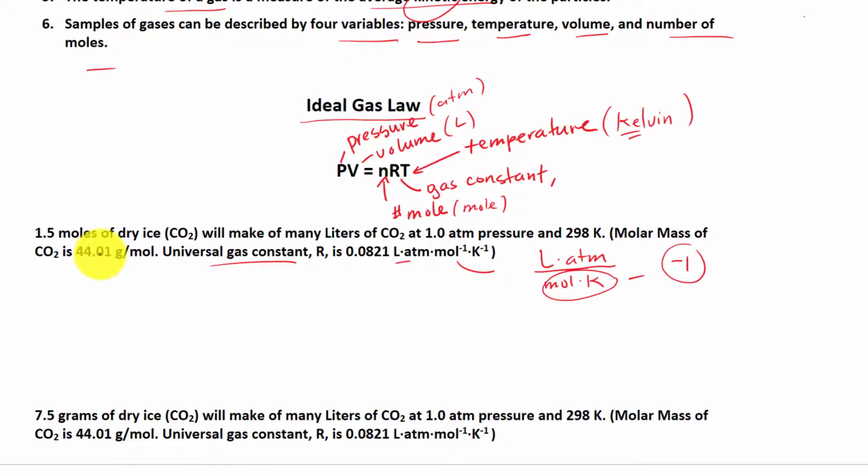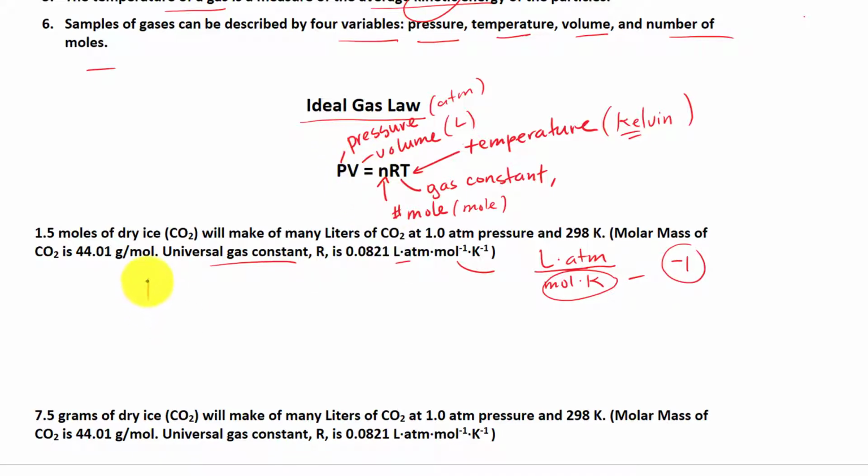Let's do an example problem together. 1.5 moles of dry ice, carbon dioxide, will make how many liters of carbon dioxide at 1 atmospheric pressure and 298 Kelvin? And we are given the molar mass of carbon dioxide as well as the gas constant. Well, again, we are solving problems using the ideal gas law.